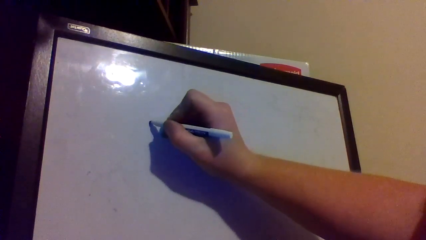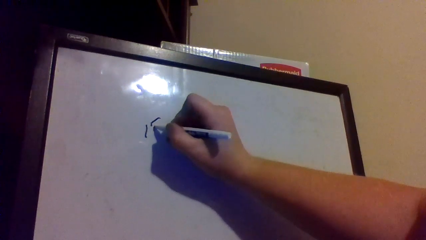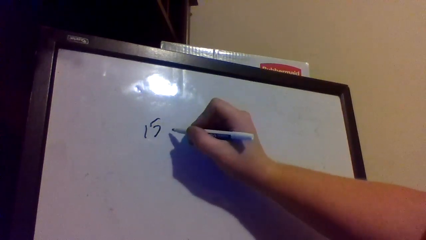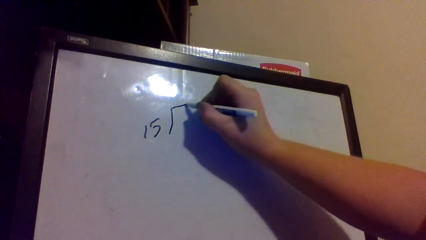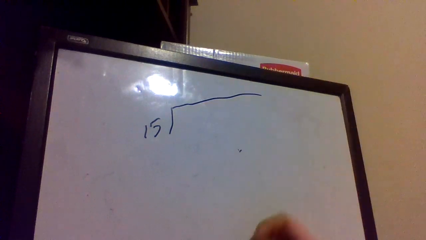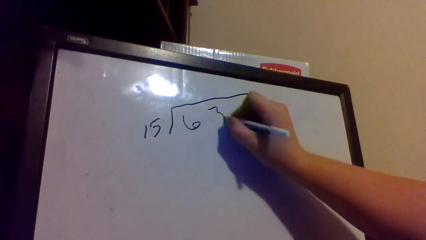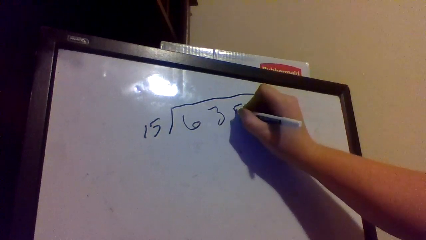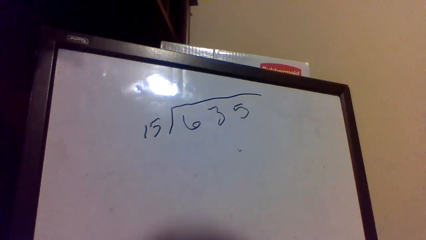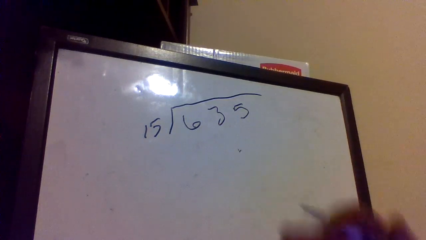Okay, so now we're going to do one that we're not so familiar with. So let's do 15. Still not a huge number. Divide it into 635. Now it might go evenly. I don't know. But here's what I would do.